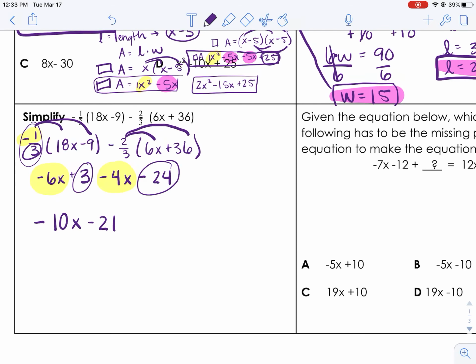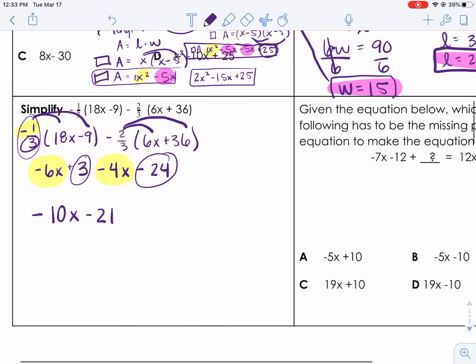I like to think of this negative 24 as a cold number. So if it's like negative 24 degrees outside, and then we add positive 3 to it, it's going to get a little less cold, a little warmer.